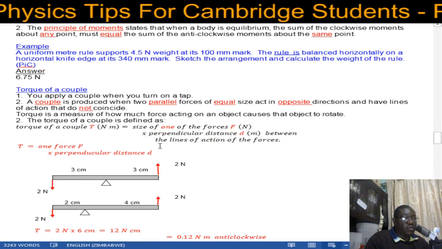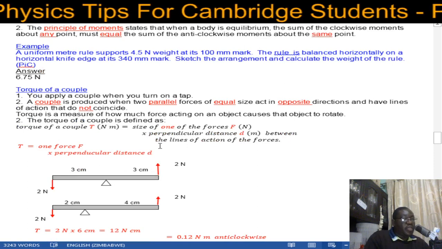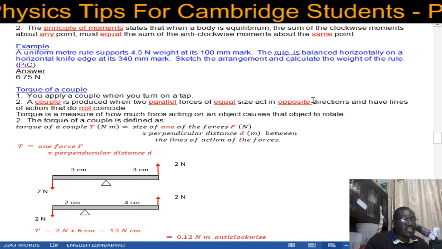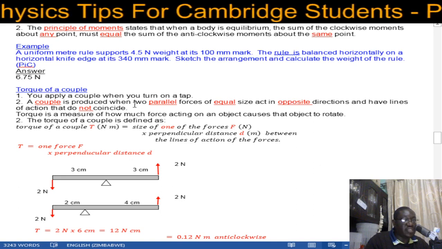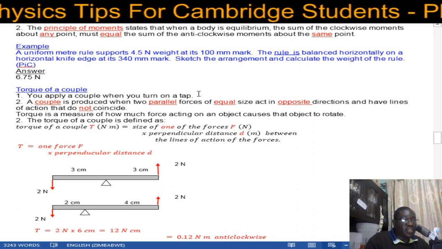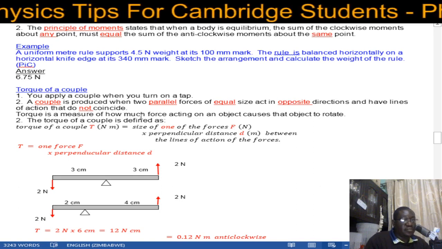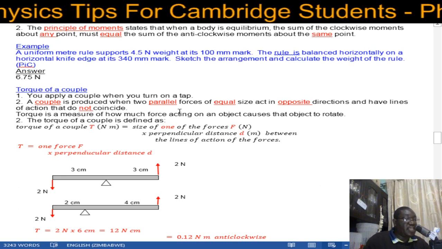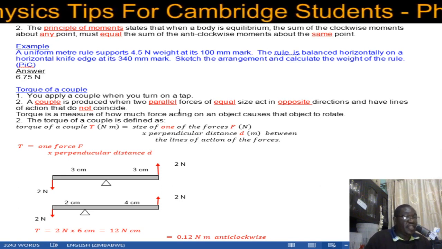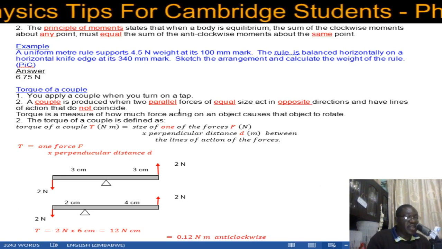Now, a couple is produced when two parallel forces of equal size act in opposite directions and have lines of action that do not coincide. You apply a couple when you turn a tap, also when you are turning when you are driving. When you do the push and pull method, you find that you form a couple.